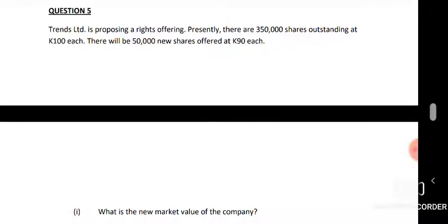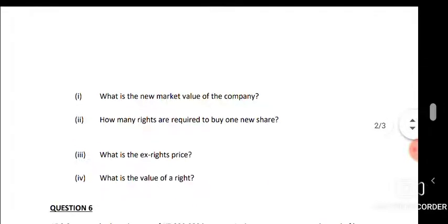Question 5 says Trends Limited is proposing a rights offering. Presently, there are about 350 shares outstanding at 100 kwacha each. There will be 50,000 new shares offered at 90 kwacha. What is the new market value of the company?